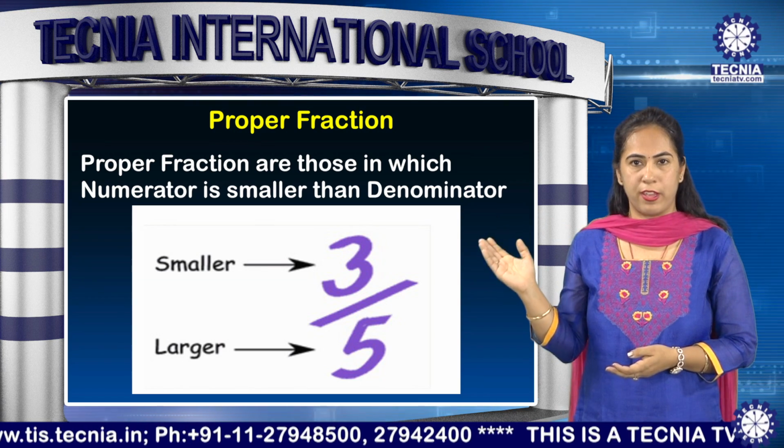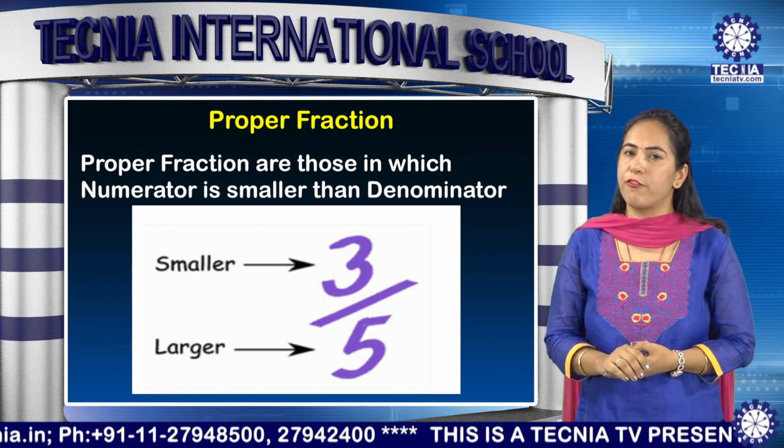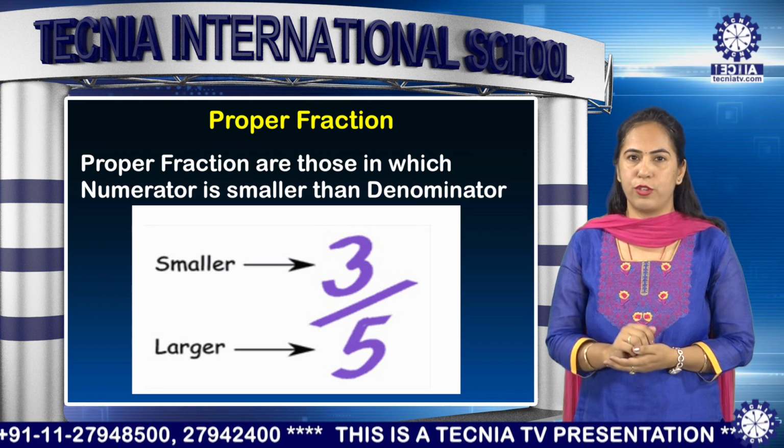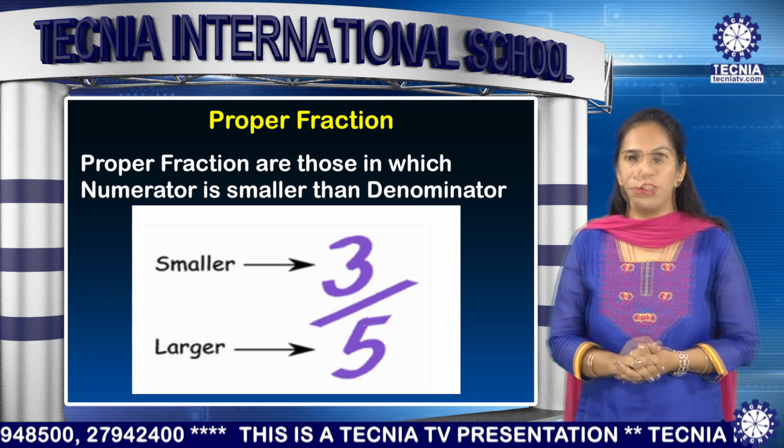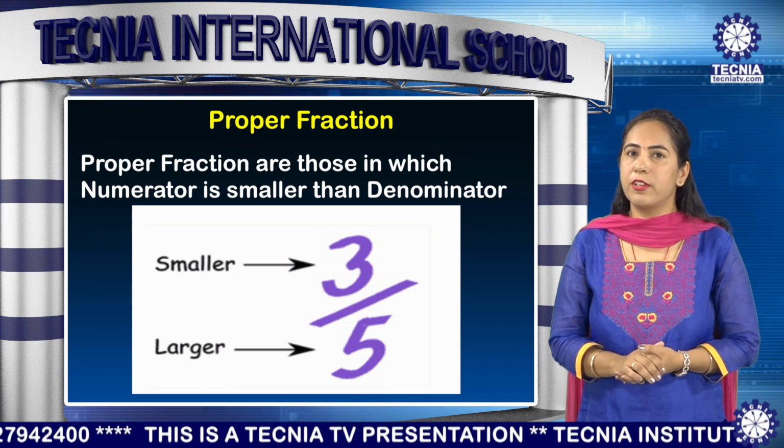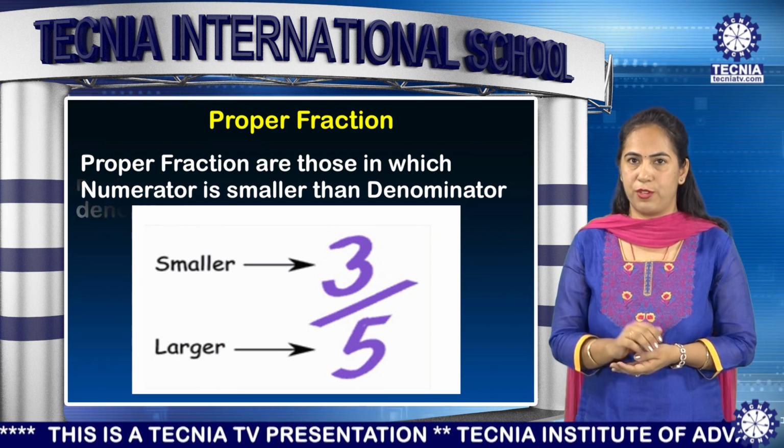Example, 2/5. That is, there are 5 pieces of apple and I ate 2 out of them. So the fraction becomes 2/5. Here the numerator is smaller than the denominator.